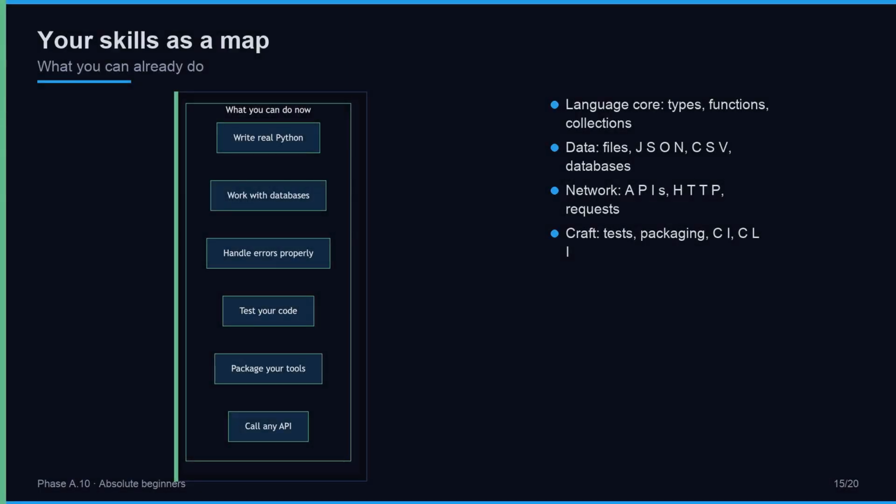Hard-won lessons. Lay your skills out as a map. On one side, the language itself: types, functions, collections, loops, conditions. On another, the data layer: files, JSON, CSV, databases. On another, the network layer: APIs, HTTP, requests. On another, the safety layer: hashing, encryption, secrets. And holding it all together, the craft layer: tests, packaging, continuous integration, and a working CLI. Every serious Python project lives somewhere on this map. You have visited every region. A map you can read.